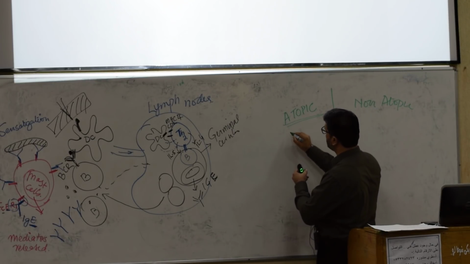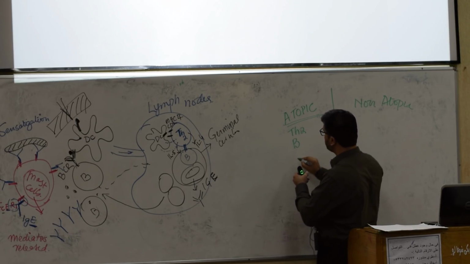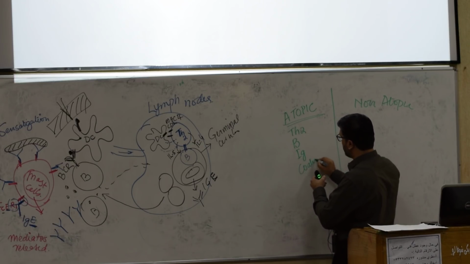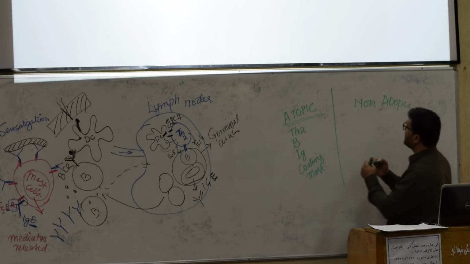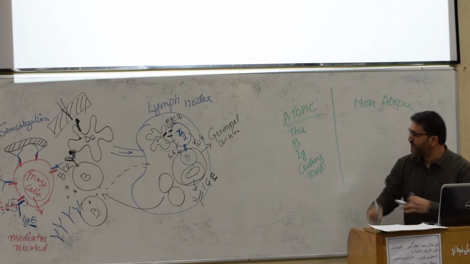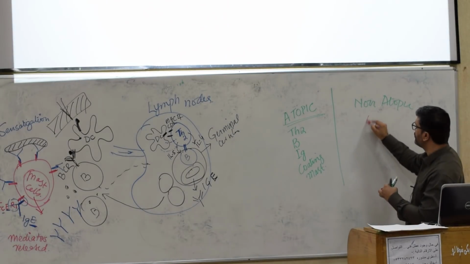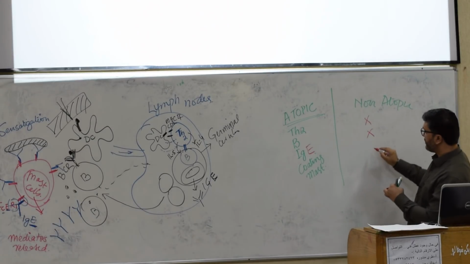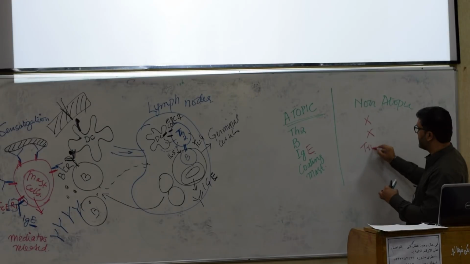Atopic need to have what? They need to have Th2, B cells, IgE, and then coating of mast cells. While non-atopic, no need of Th2, no need of IgE, no need of mast cells being coated, just simple triggering factors.